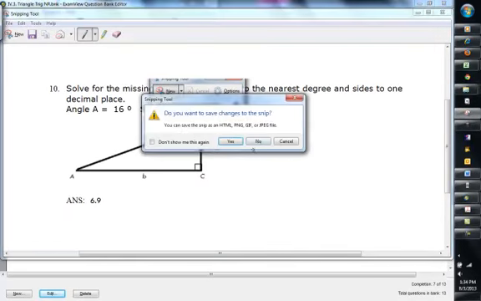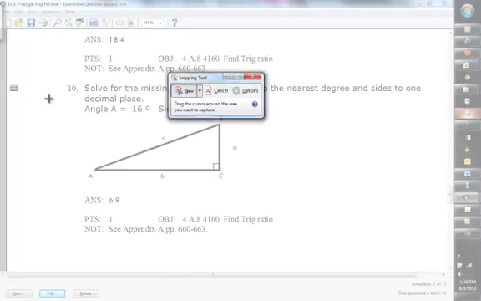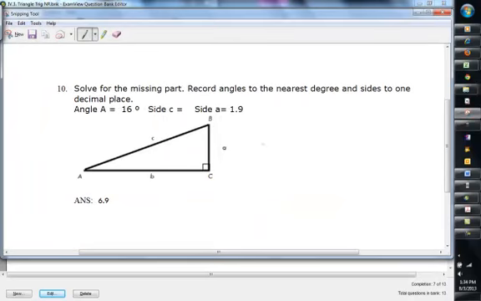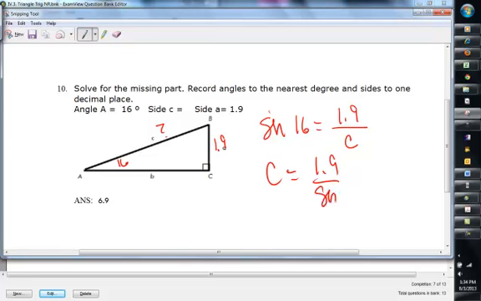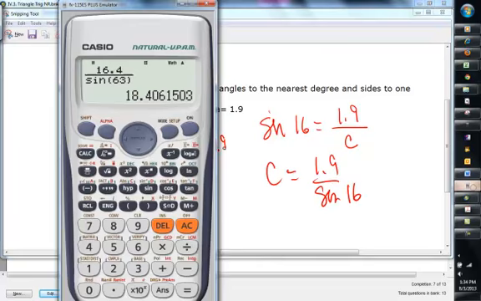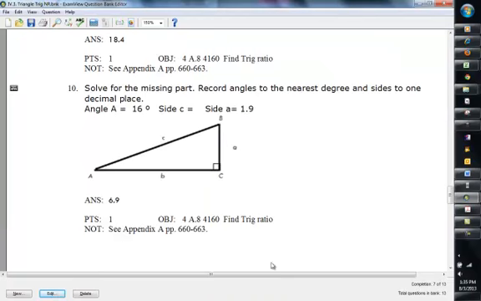That's not going to work. Let's try it again. Okay, we're given A is 16, and this side is 1.9, and we're looking for the hypotenuse, so sine of 16 is opposite 1.9 over hypotenuse C. C will be 1.9 over sine of 16. 1.9 fraction sine of 16, and we get 6.89, which rounds to 6.9.